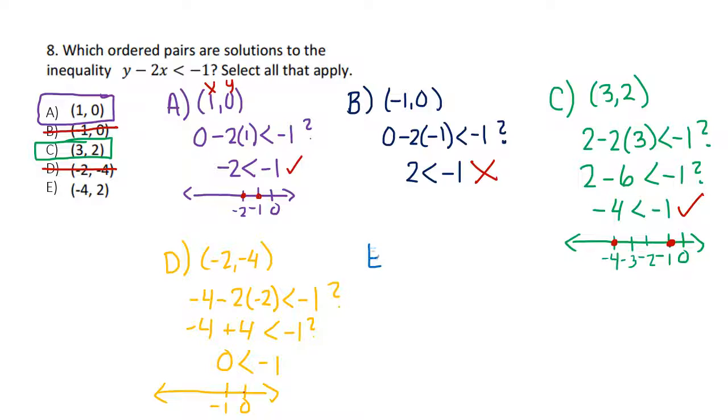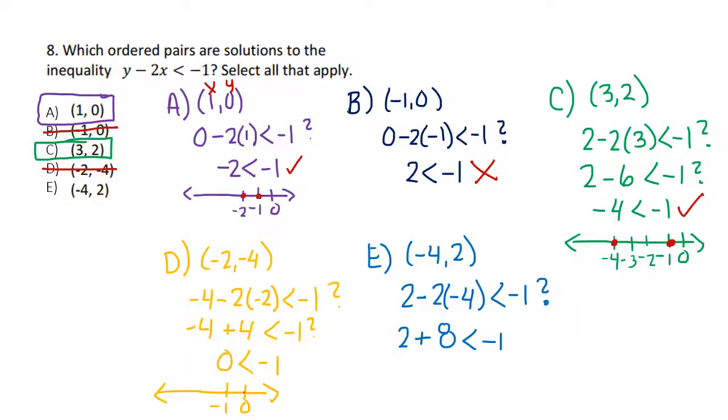E. For E, we have negative 4, 2. So is 2 minus 2 times negative 4, is that less than negative 1? So 2 plus 8, is that less than negative 1? Is 10 less than negative 1? Any positive number is always going to be greater than a negative number, so 10 is not less than negative 1, therefore E does not work. So our only two possibilities are A and C.